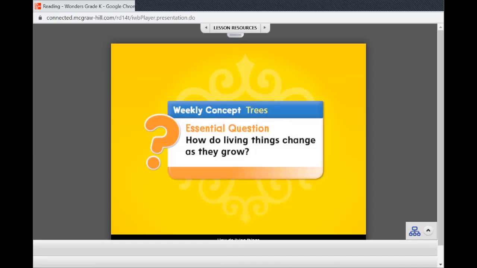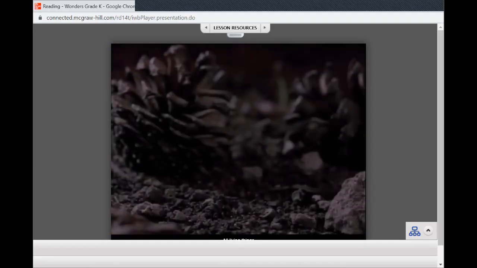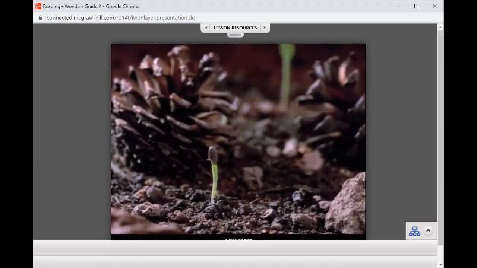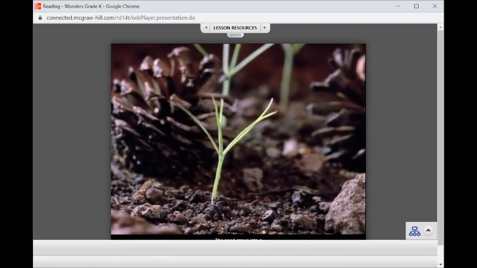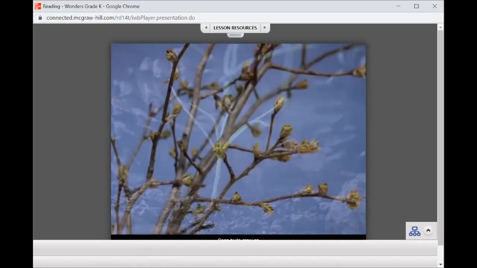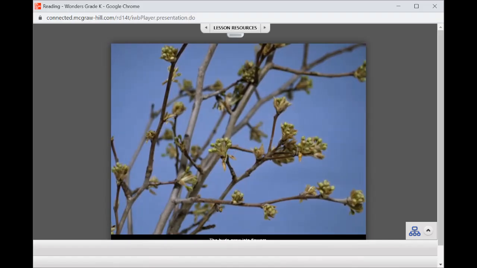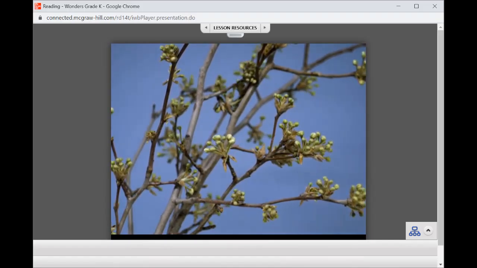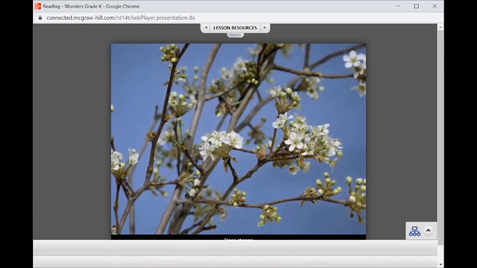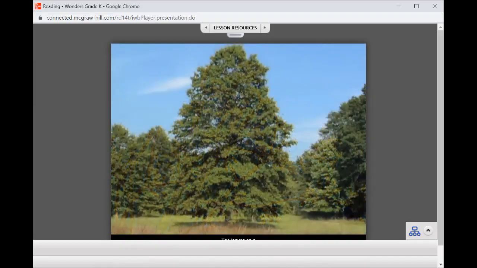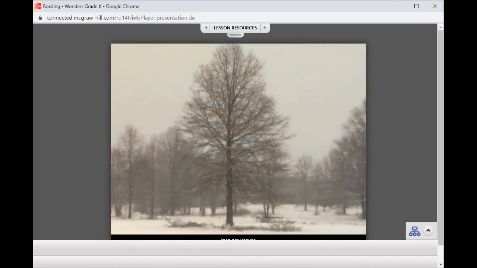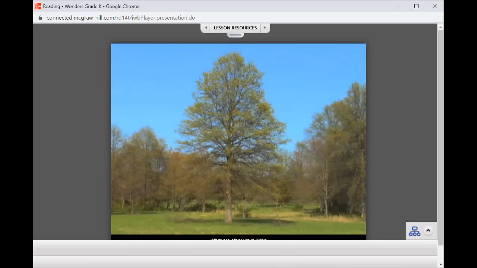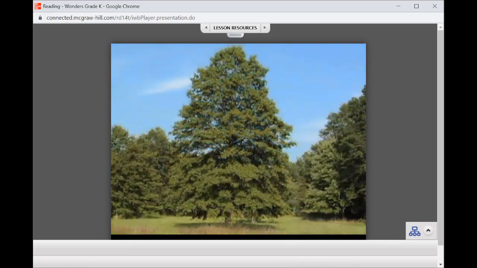Trees. How do living things change as they grow? All living things change as they grow. A tree begins as a tiny seed. The seed grows into a small plant called a sapling. Soon, buds grow on the tree's branches. The buds grow into flowers. Trees change during each season. The leaves on a tree change color, fall to the ground, then new leaves grow each spring. What are other ways living things change as they grow?